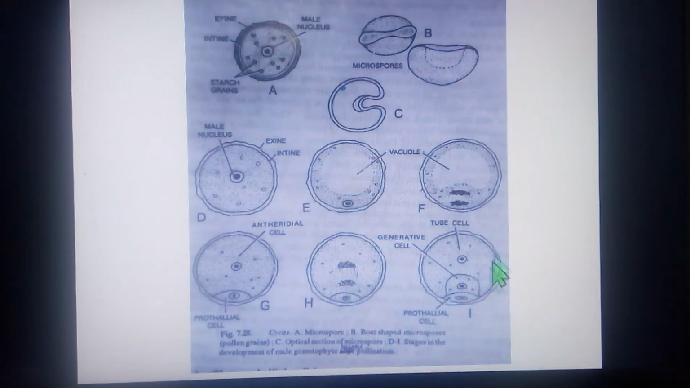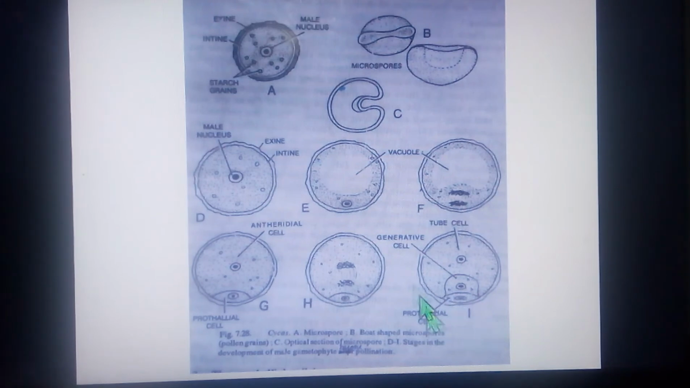So it takes about 1 week to form a wall. This wall, you can see here, is the wall between the generative cell and the tube cell. Now we can see here that this is a three-celled stage of the microspore. Why three-celled stage? Because here we have a prothallial cell, a generative cell, and a tube cell.